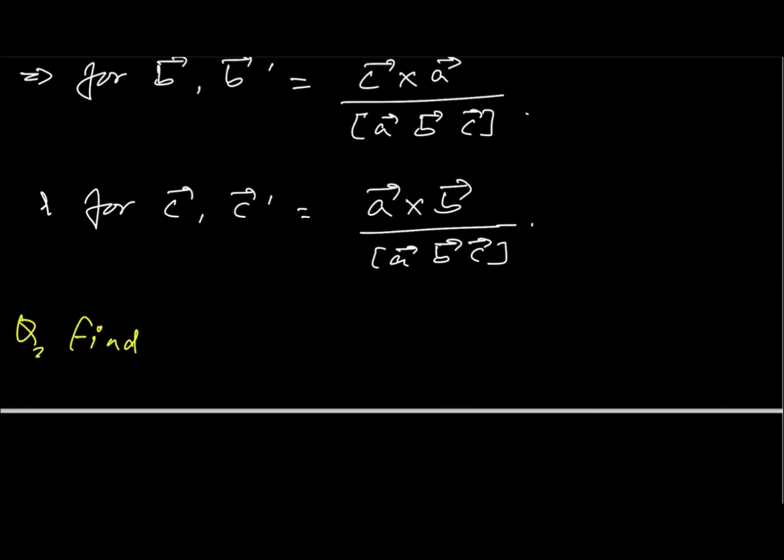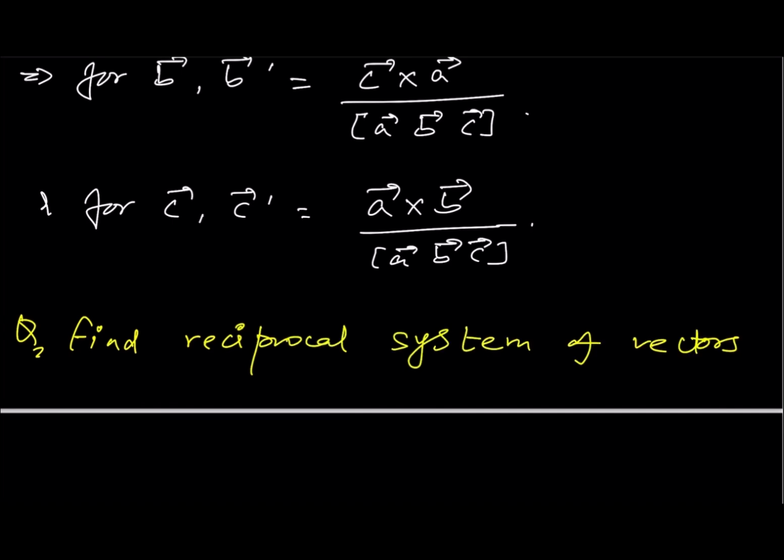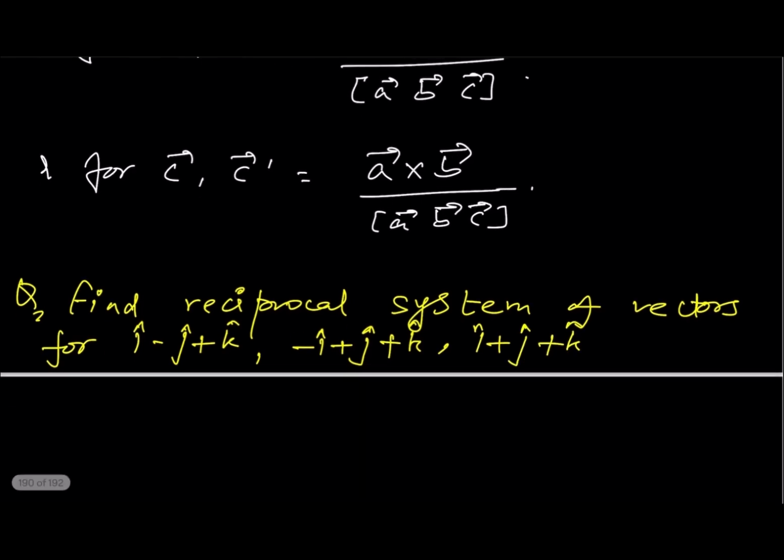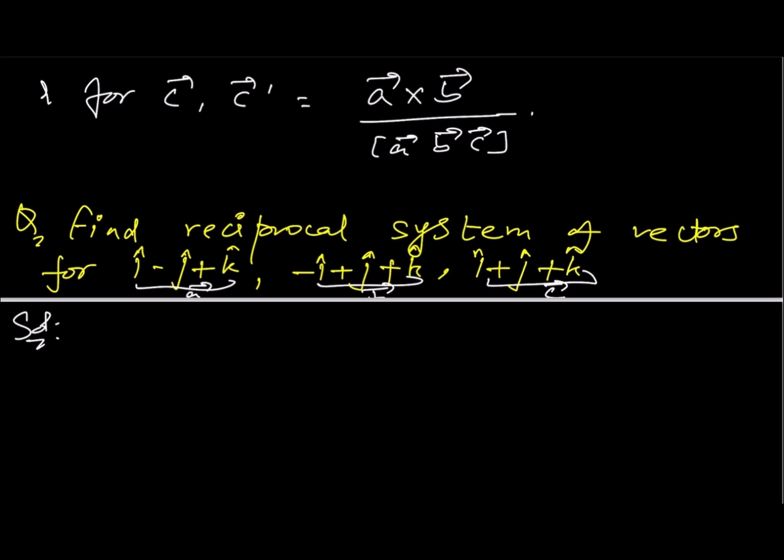Question is, find reciprocal system of vectors for i minus j plus k, comma minus i plus j plus k, comma i plus j plus k. Okay, now these three vectors are A vector, B vector and C vector, and we need to find their reciprocal systems. So let's say this is A vector, this is B vector and this is C vector, right? So A vector dash is B vector cross C vector upon box of ABC, right?